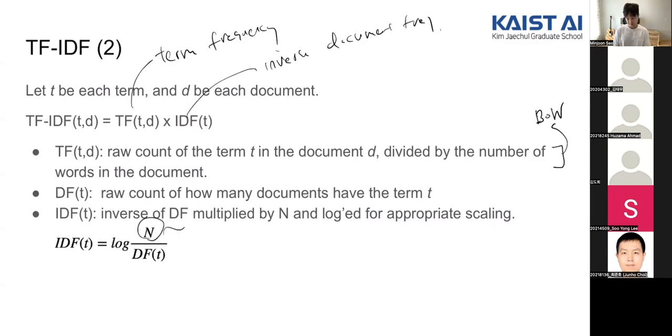This gives the function a special characteristic. If DF is equal to N, which means the term appears in every document in the corpus, then what does this value become? Before the log, it will be one because it's N over N. And if you take the log of one, it becomes zero. So if IDF becomes zero, then even if TF is very large, the TF-IDF value will still be zero. That's the amazing characteristic of TF-IDF: even if a term occurs a lot in documents, what really matters is how important, or how rare, the term is in the corpus.